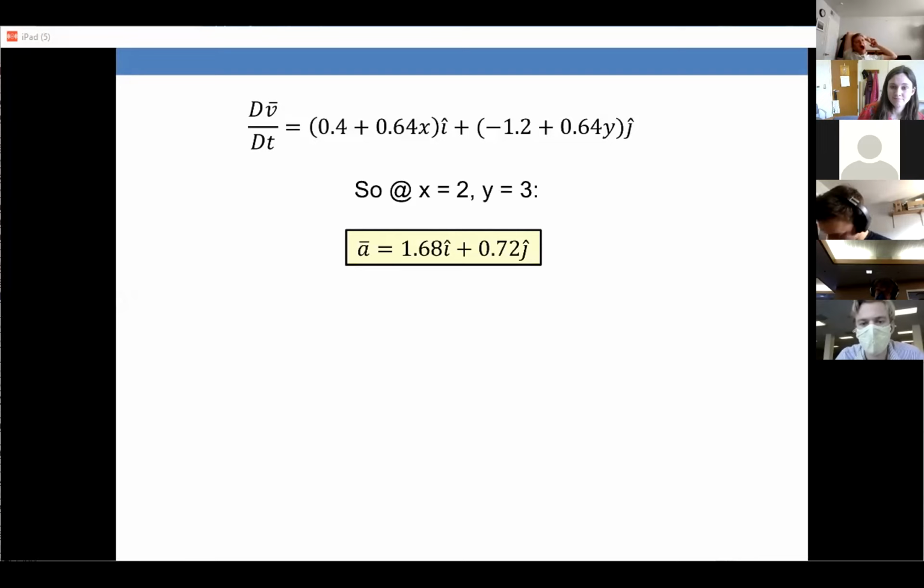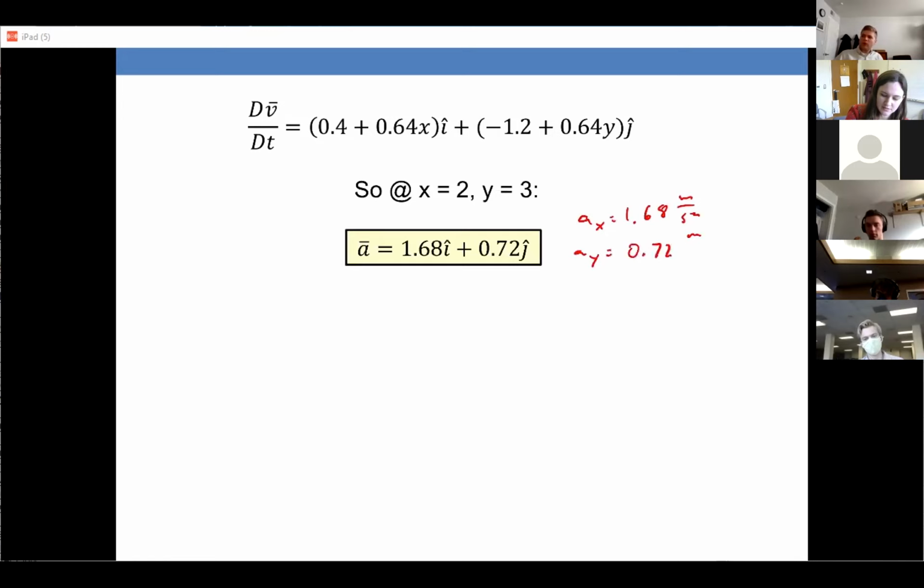Do we put like ax is equal to 1.68 and ay is equal to 0.72? Oh yeah, you could do that. That would also work. You could write ax is equal to 1.68 meters per second squared, and ay is equal to 0.72 meters per second squared. Same answer expressed a different way.